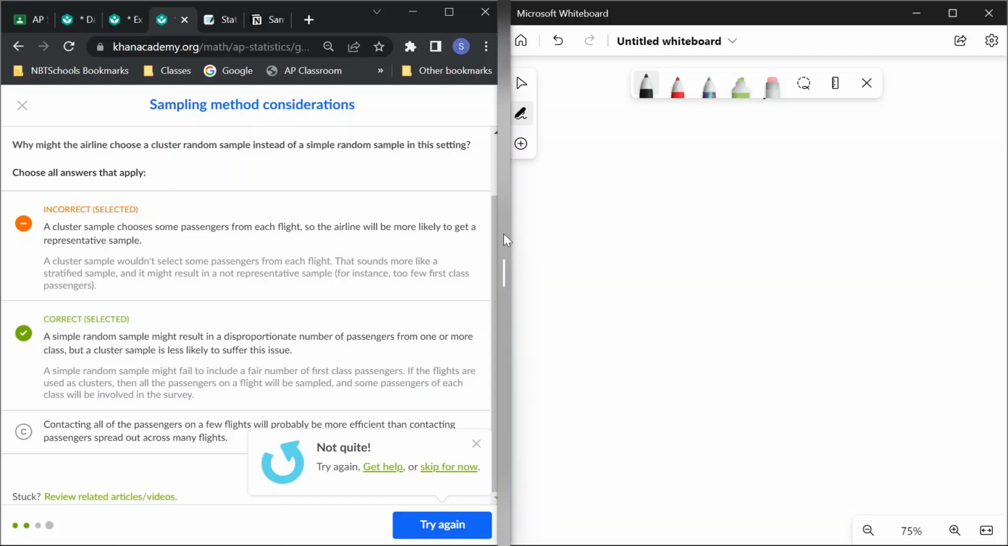You're joking. I'm literally done. That's so annoying. A cluster sample wouldn't select some passengers from each flight. That sounds more like a stratified sample, and it could result in a non-representative sample, for instance, too few first class passengers. Oh, come on. I'm literally done with this. Can we move on?